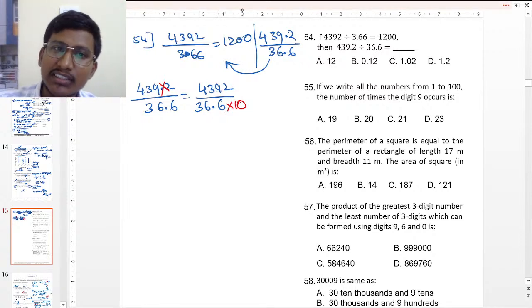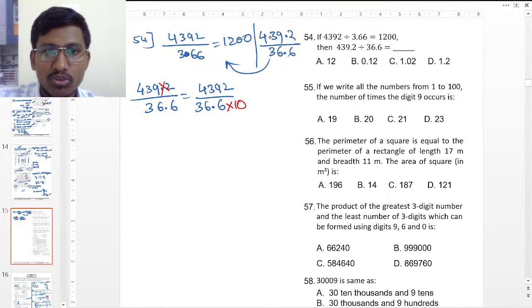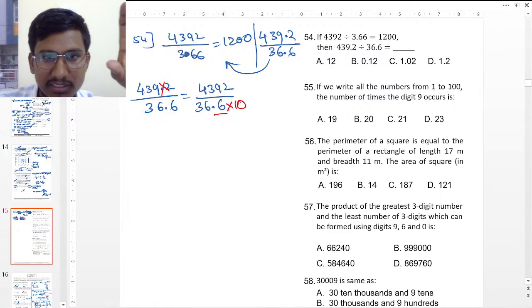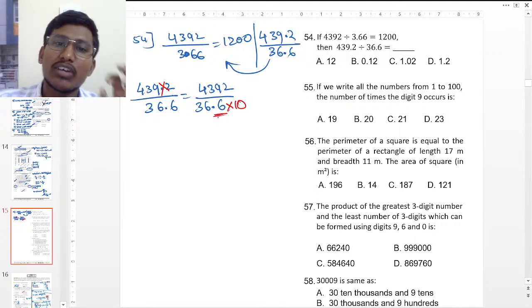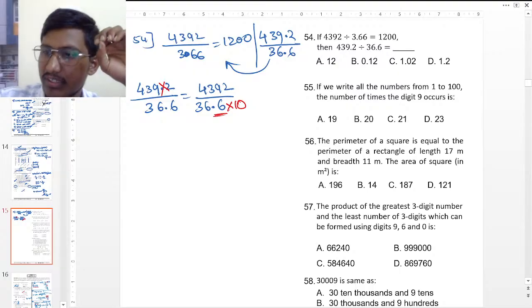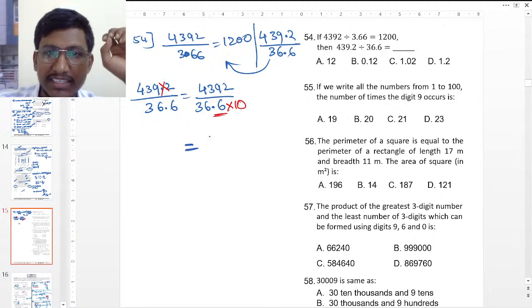Okay, and then there is one more decimal point in the what? Denominator. So here 3.66 it is, right? But here only one decimal point is there in the denominator. So what I will do is remove the decimal point. If I remove the decimal point, what answer will come? Let us see here.